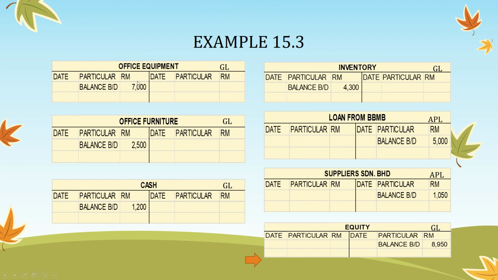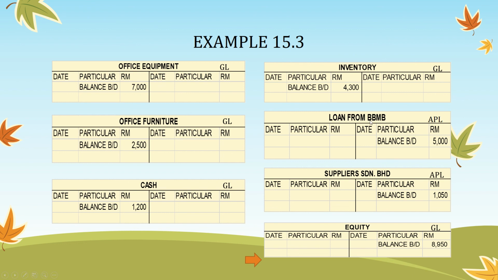Let's have a look. So we have here office equipment, office furniture, cash, inventory, all are on the debit side. These are the opening balances: office equipment, RM7,000 debit. Opening balance for office furniture debit, RM2,500. Opening balance for cash, RM1,200 debit. Opening balance for inventory, RM4,300 also debit.